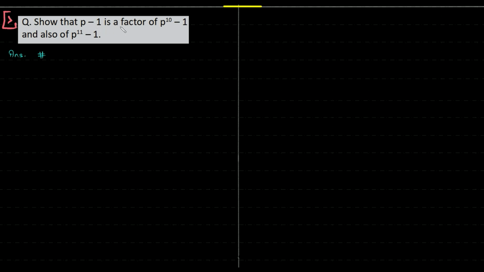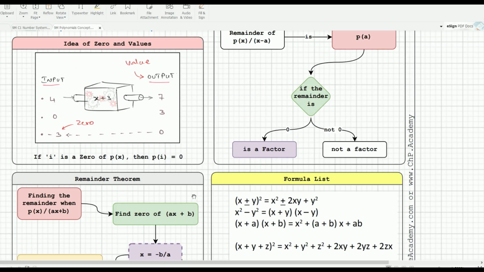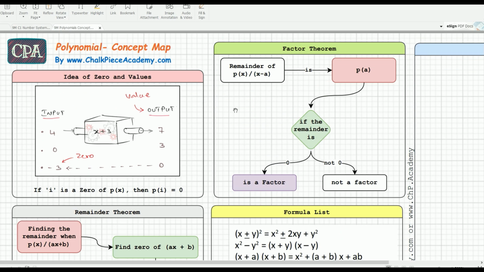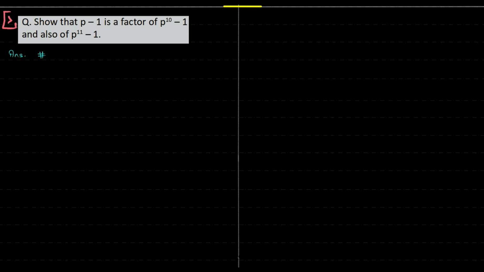Show that p minus 1 is a factor of p to the power of 10 minus 1 and also p to the power of 11 minus 1. So what is the fundamental idea that we have to use? We have to use the factor theorem. Once you figure out the remainder, if the remainder turns out to be 0, then it's a factor. If it's not, then it's not a factor. That's all. So basically, we have to figure that out.